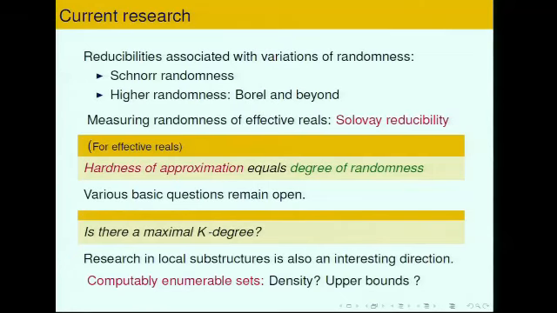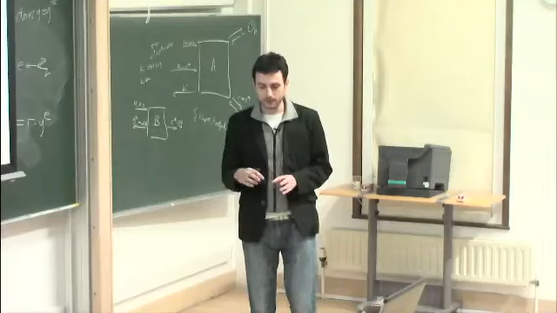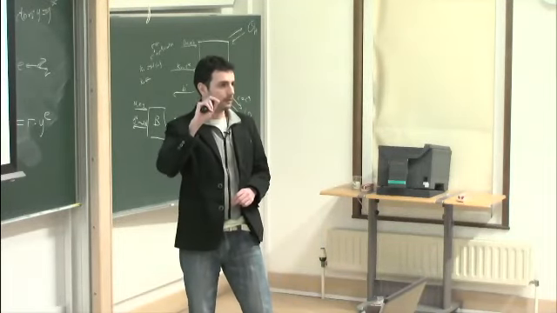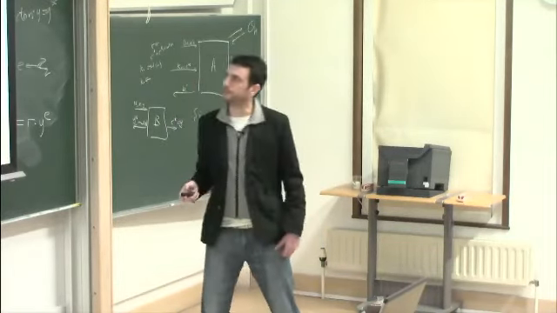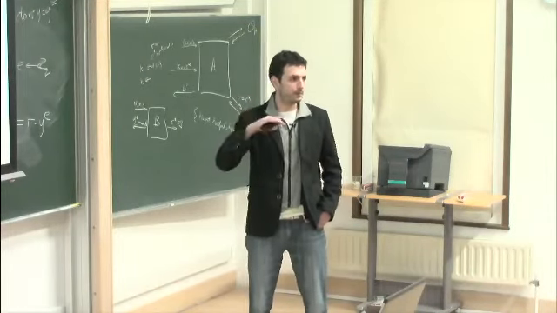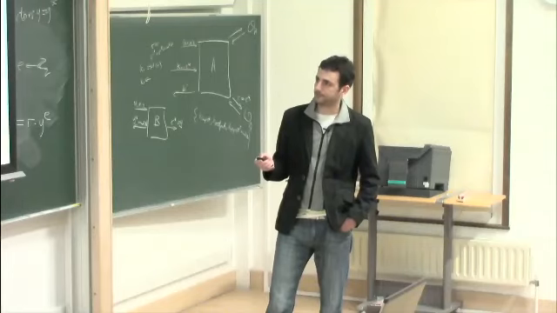So the more random you are, the hardest you are to approximate, and in fact the two are equivalent in a very specific way. In particular, this gives rise to a degree structure where the random elements of these effective reals are all in the top degree. Okay, there is a maximum degree, which are basically the halting probabilities of universal prefix-free machines.